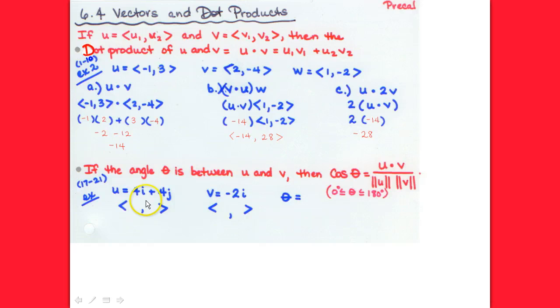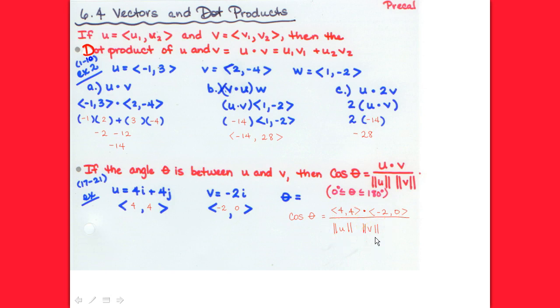What would 4i plus 4j be in component form? 4, 4, yes. What would negative 2i be? Because it's negative 2i plus what j? 0j, right. So what would its component form be? Negative 2, 0. Perfect.